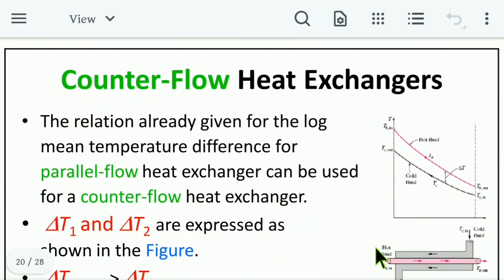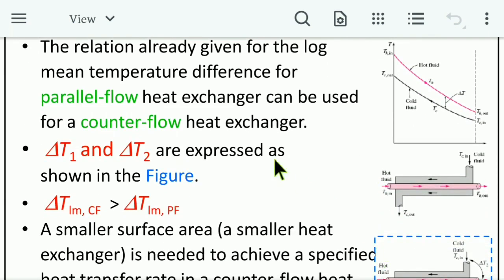Counterflow heat exchangers. The relation already given for the log mean temperature difference for a parallel flow heat exchanger can be used for a counterflow heat exchanger. So ΔT1 and ΔT2 are expressed as shown in the figure.